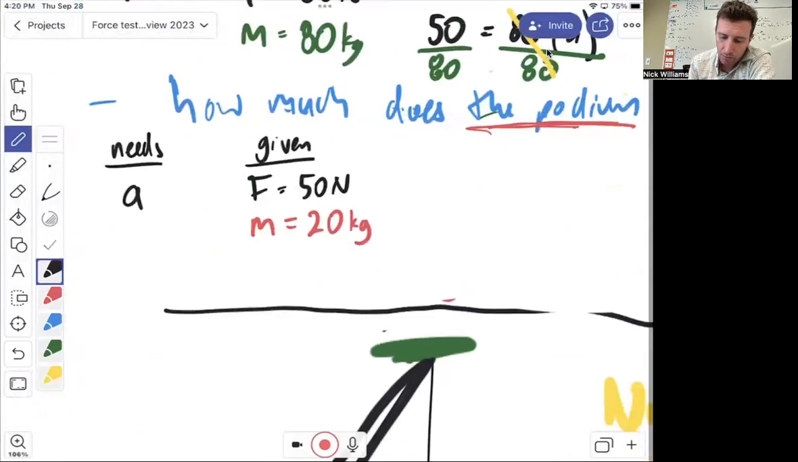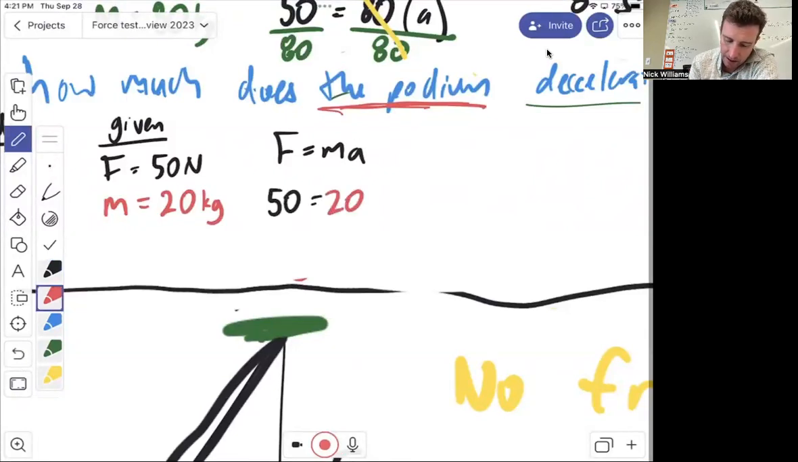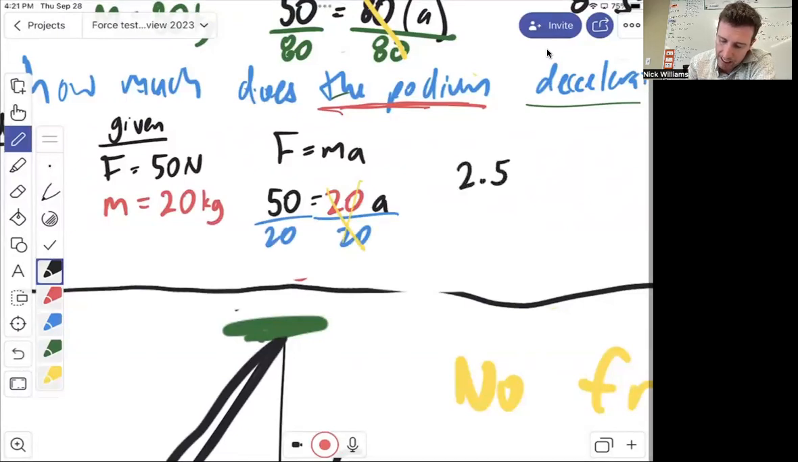Now I can choose an equation again, one that has force, mass, and acceleration. F equals ma. Plug in my values: 50 newtons equals the mass of 20 kilograms times a. Get a by itself. I'll divide both sides by 20 kilograms. That allows me to cancel there. 50 divided by 20 gives me 2.5 meters per second squared as my acceleration.